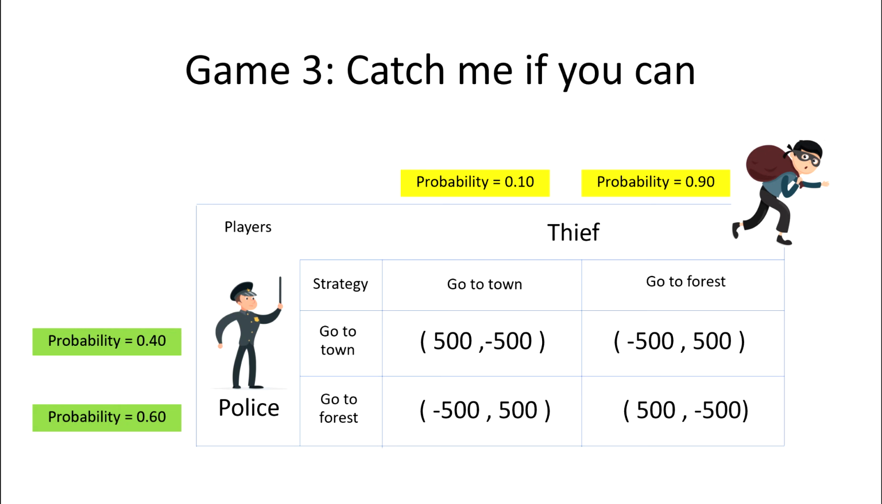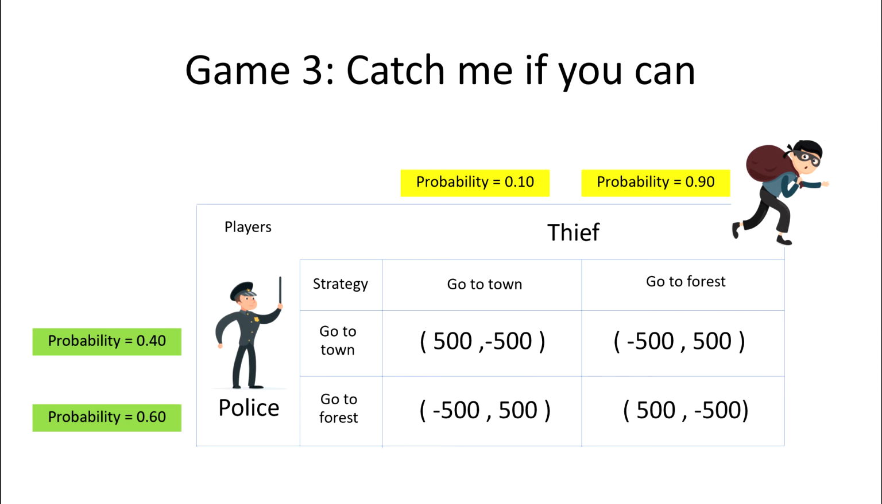Now we assign the probability of the police too. Here the probability of going to town for the police is 0.4, and the probability of going to the forest is 0.6. Why? This is just an assumption, but we have some reasons behind that. The thieves may think that going to town is more risky because other people may recognize him or her. Therefore, he or she will choose to go to the forest where no one is there.